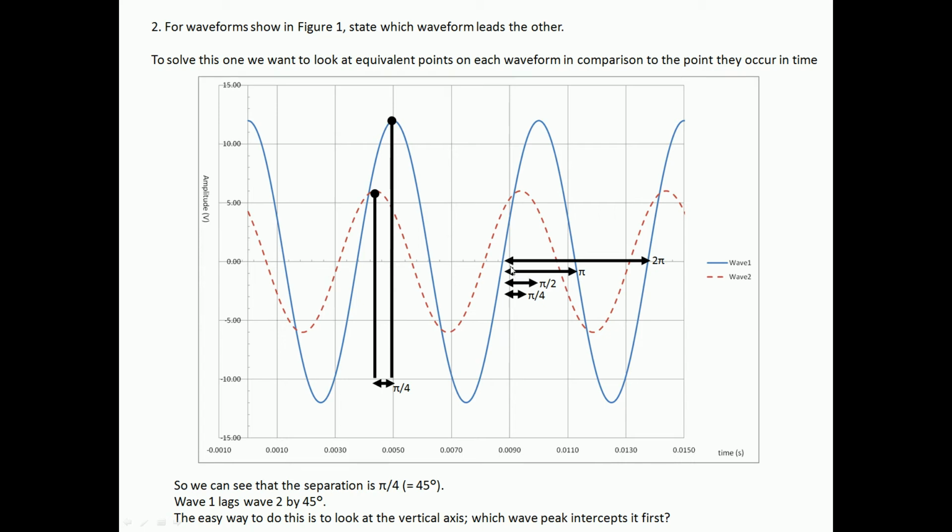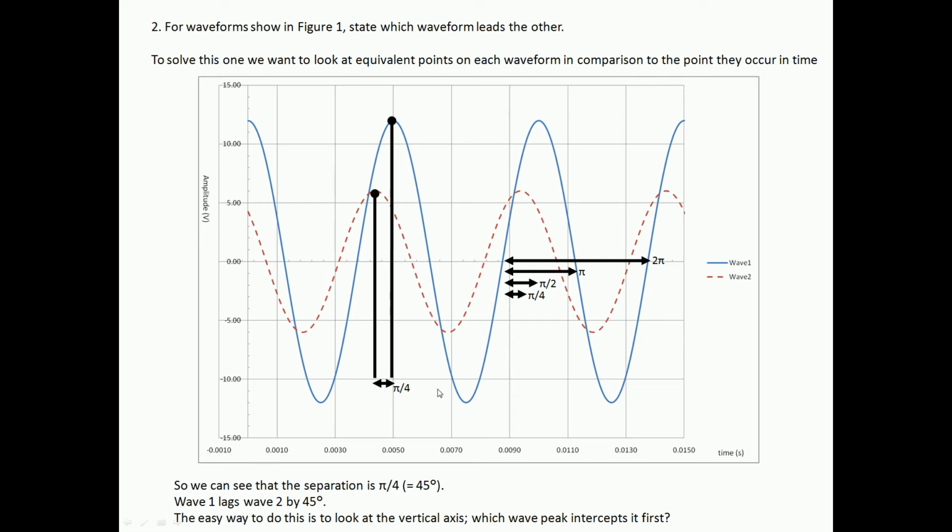So we can see that this separation between the two same points on the wave, what I've done here is I've just chosen the maximum values. So the maximum value on wave 2 to the maximum value on wave 1. I've come down and we can see that this separation is equivalent to pi by 4. It's one of these things, you just need a bit of practice to get used to it, and then you can probably do it by sight for a lot of them. So that's found us our separation, which is pi by 4.